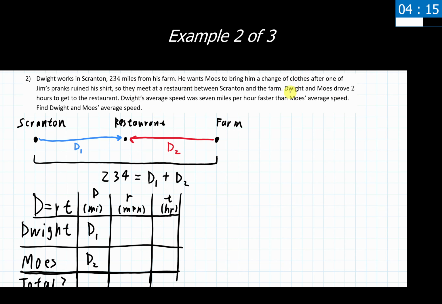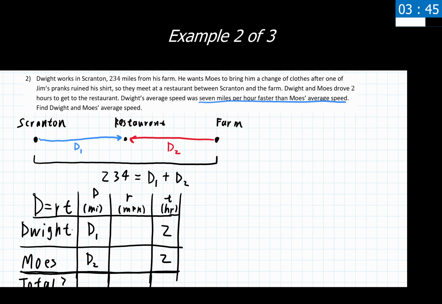We've been told that Dwight and Mose drove 2 hours to get to the restaurant. Okay, so the time that Dwight traveled is 2, the time that Mose traveled is 2. Same time of 2 hours. Fantastic. Do I know anything about the rate or the rates that they each traveled? Well, we were told that Dwight's average speed was 7 miles per hour faster than Mose's average speed. So that's some important information right there.